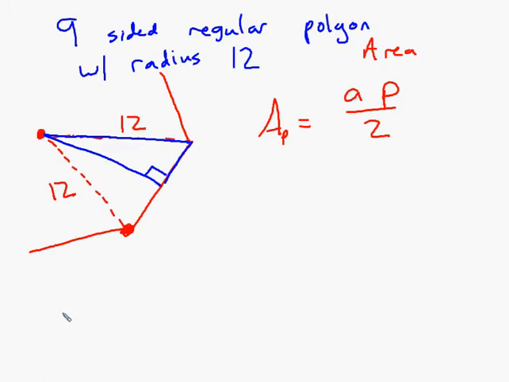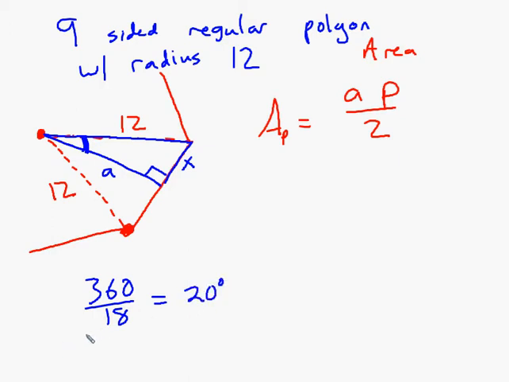Okay? Now in order to solve this triangle, I have a 12, I need the apothem, and I need this little x right here. I need to know this angle in here. Who remembers how to get that angle? 360 divided by 18. 20. It equals 20.